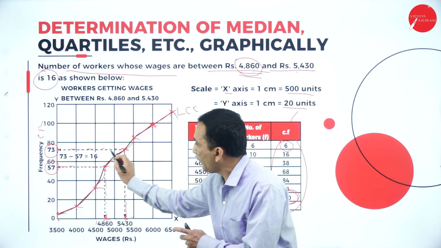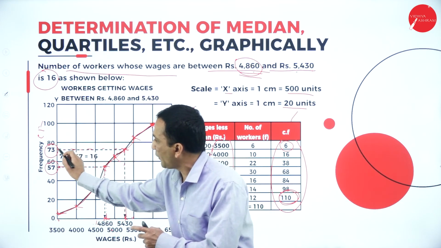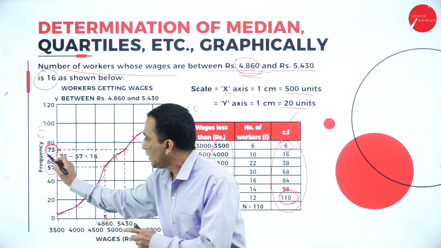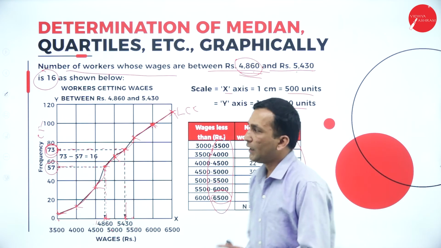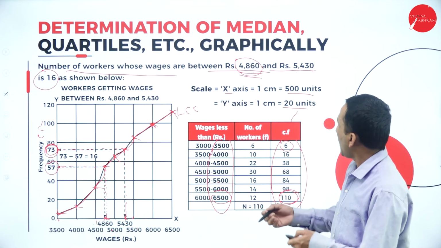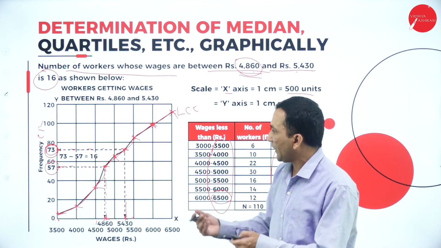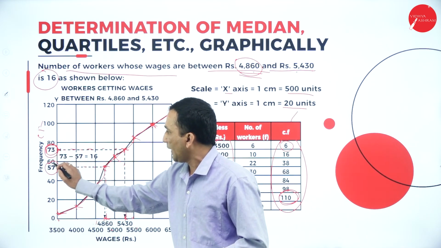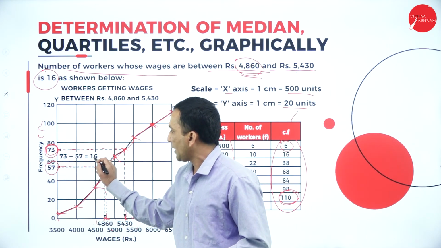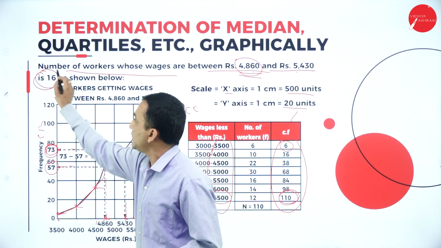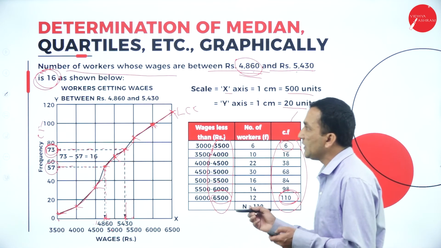Again, after touching, I want to extend the perpendicular line for the y-axis. The y-axis is located exactly at 73. Now, easily we got it. Okay, now we need to find the difference. See, I already wrote 73 minus 57, we are getting 16. There are 16 employees getting these wages.